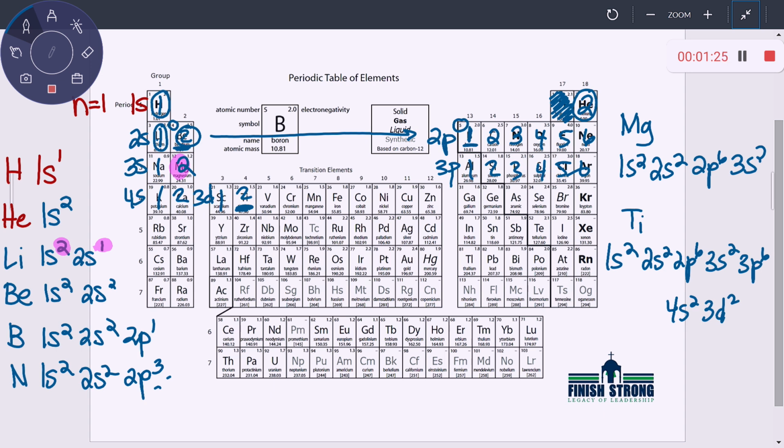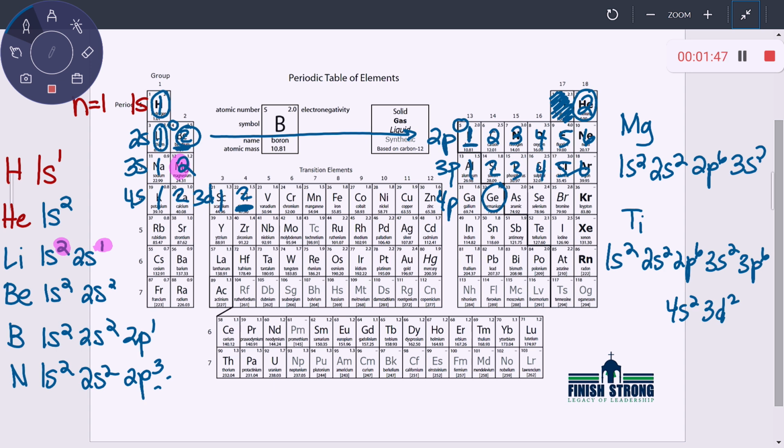Okay, so that means if you were to do something that was coming out of 3d, like germanium, germanium would be 3d10, 4p2. Some online resources and textbooks will reorder the electron configuration differently. Don't pay attention to that. Do it the way that I'm doing it. This is the right way.